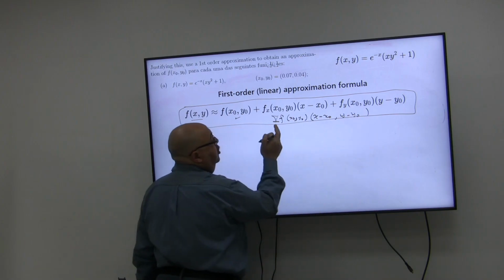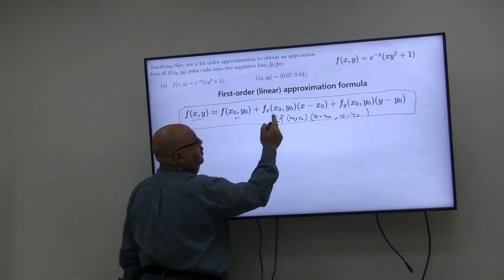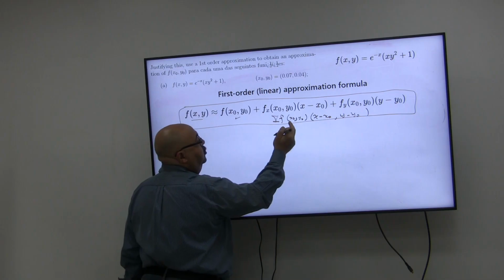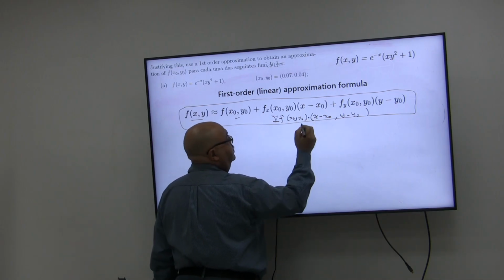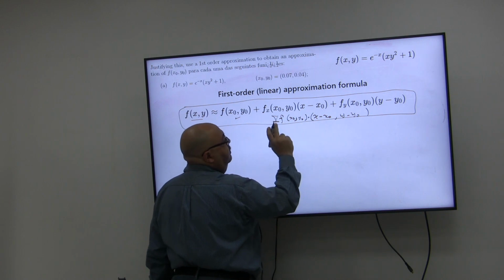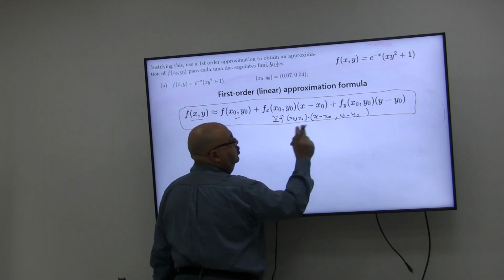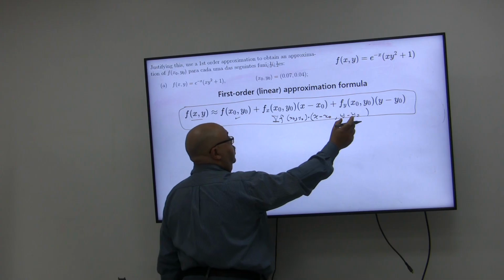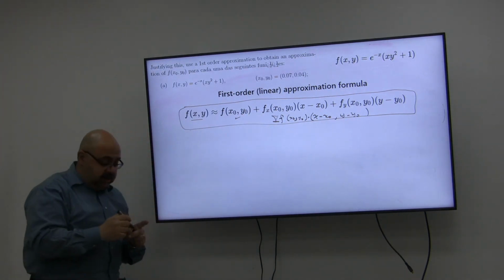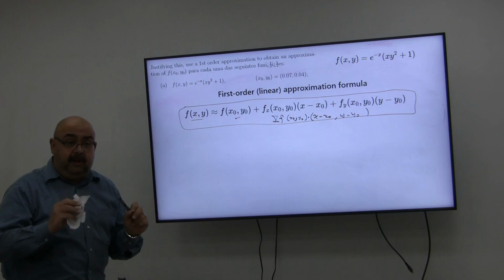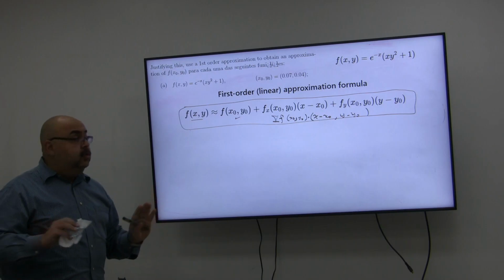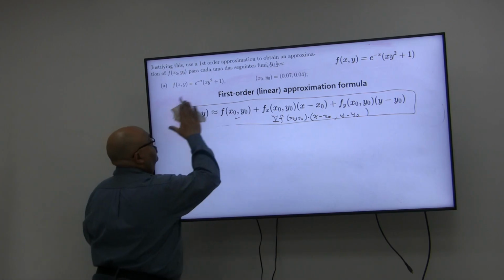This is why you can find the partial derivative of f at x node, y node times x minus x node, and of course this is the dot multiplication. You will find the partial derivative of f with respect to y times y minus y node. That's the approximation that I'm going to use. If you remember the approximation formula, it's a direct substitution. You will do nothing, just a direct substitution.